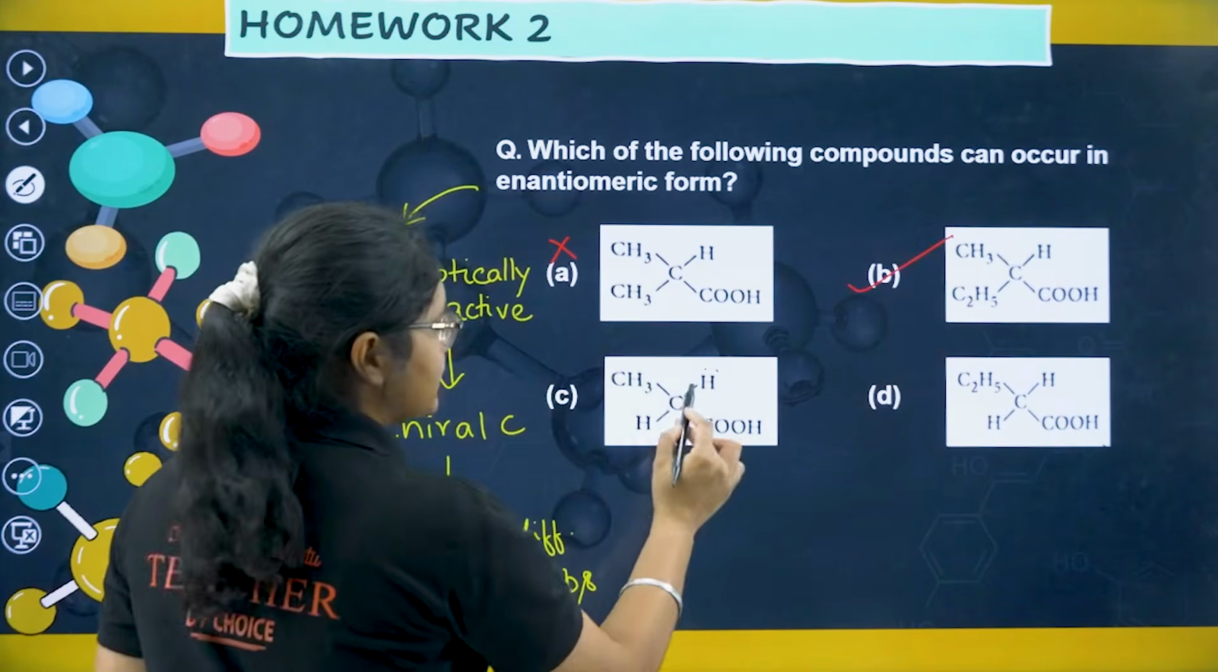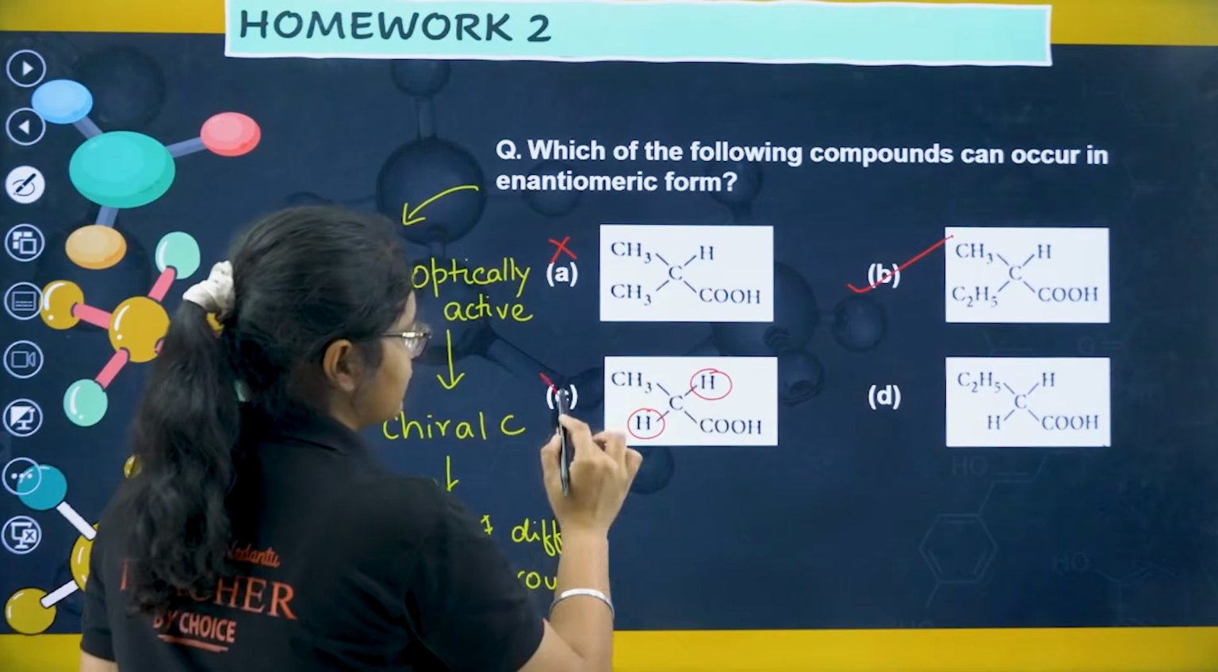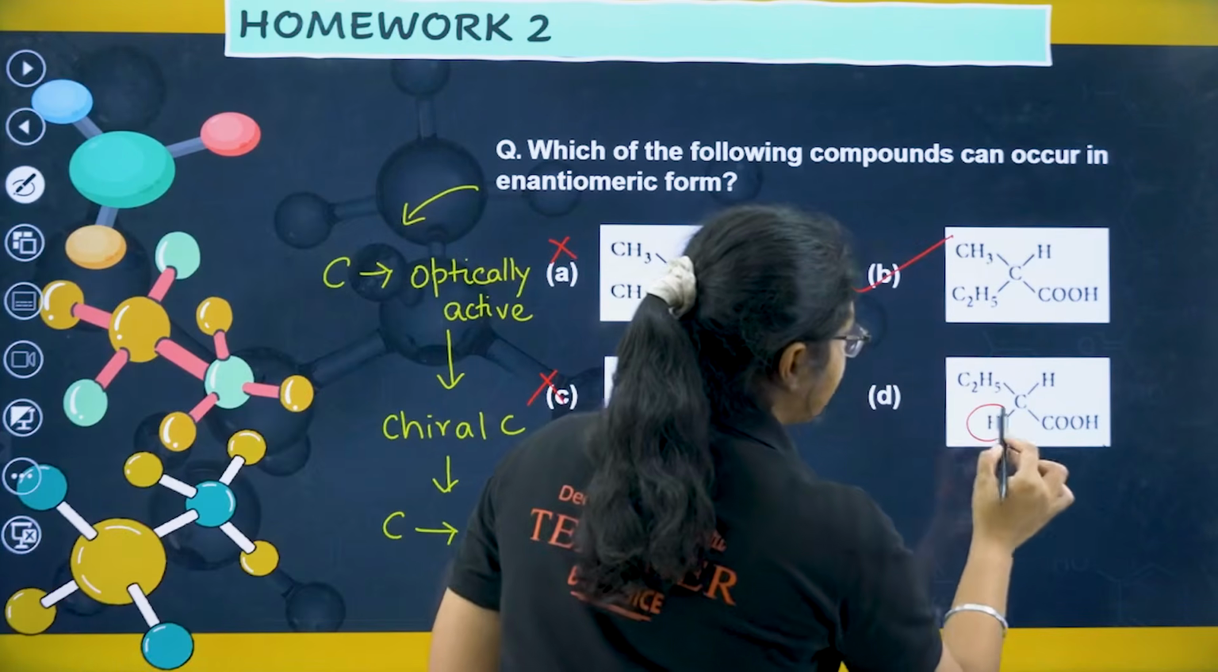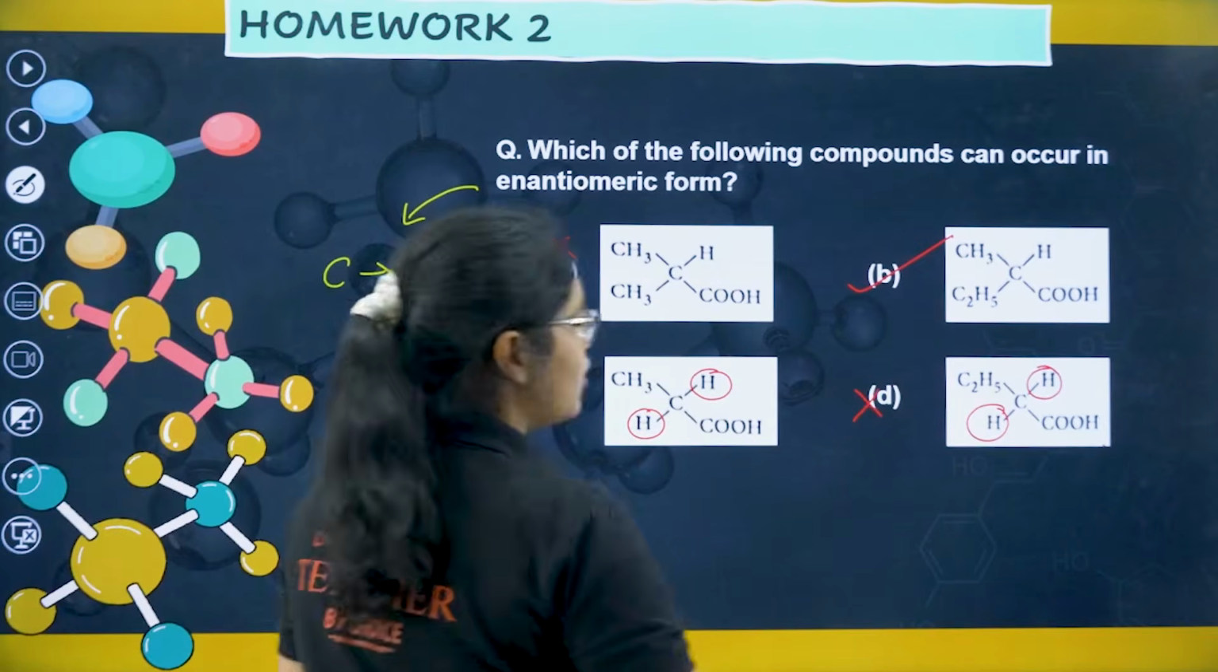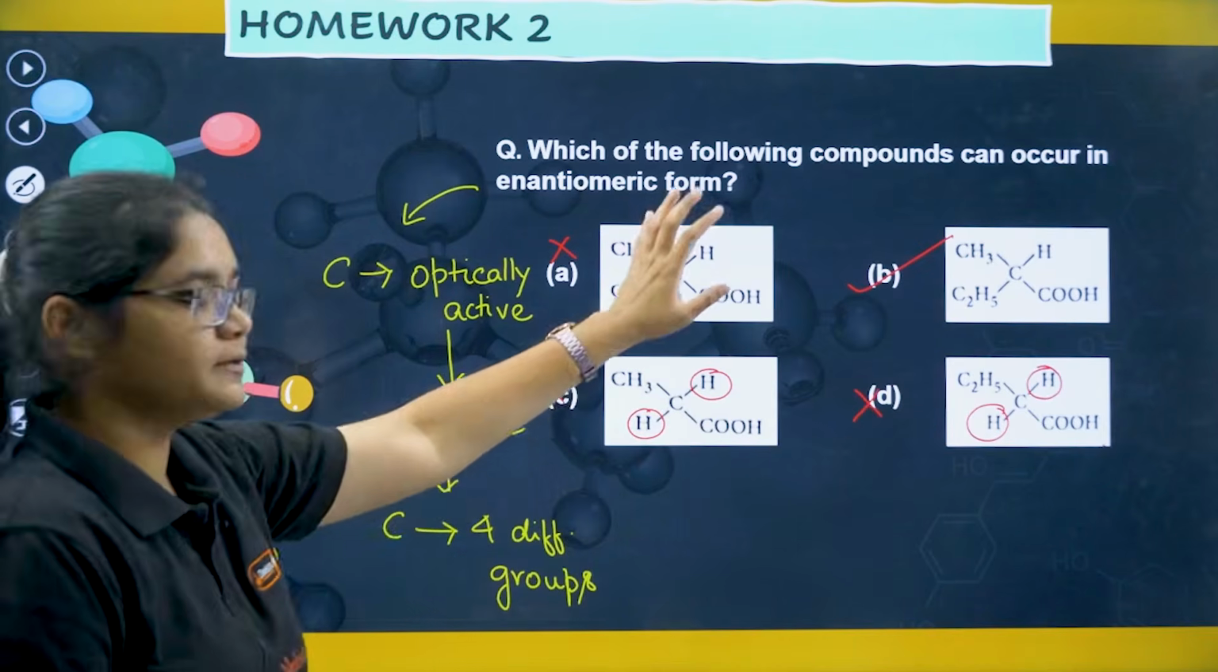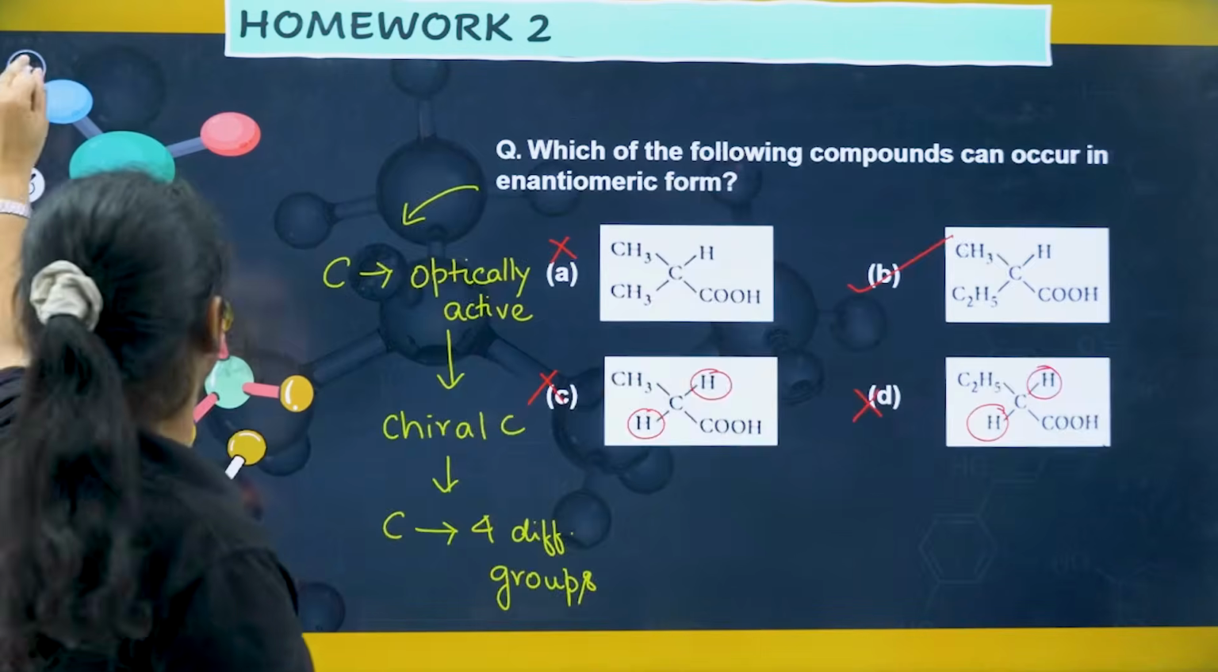Now coming to here, you can see both groups are H, all the 4 groups are not different. Here also I can find 2 H groups, all the 4 groups are not different. So the answer will be option number B for the second question.